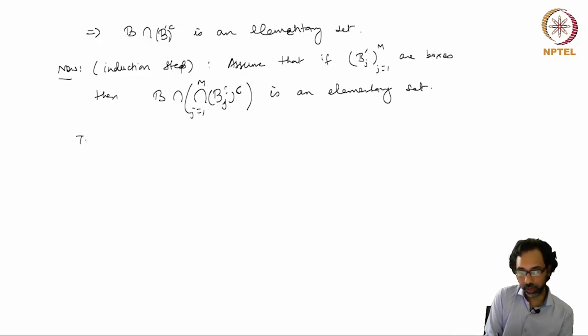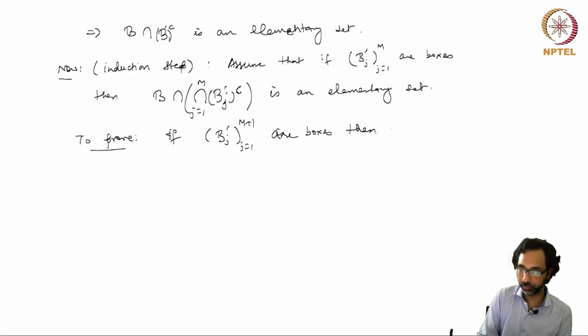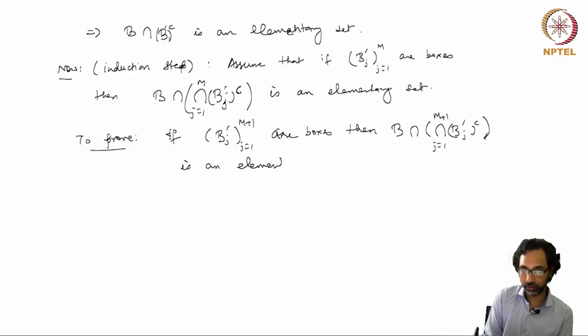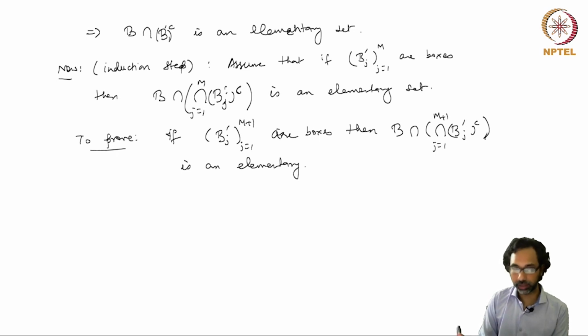And we will have to prove that if Bj prime, j equal to 1 to m plus 1, are boxes, then B intersection of these Bj prime complement, j equal to 1 to m plus 1, is an elementary set. So this will prove our induction hypothesis.